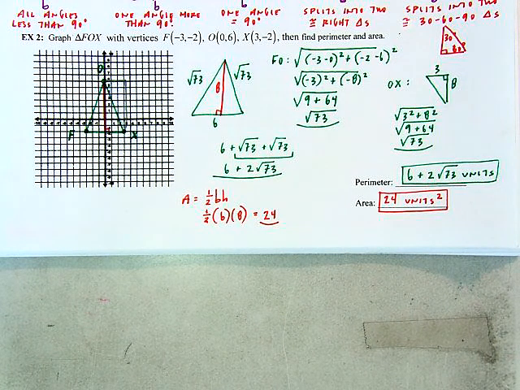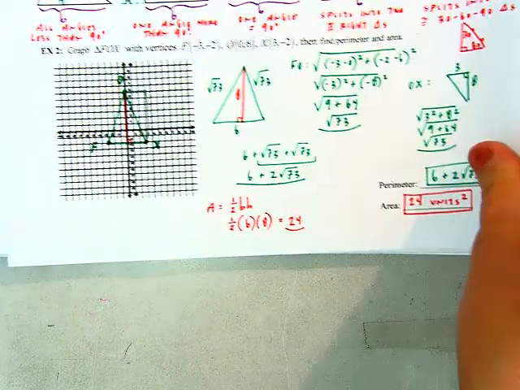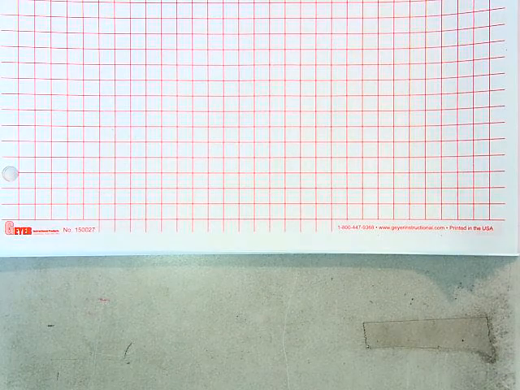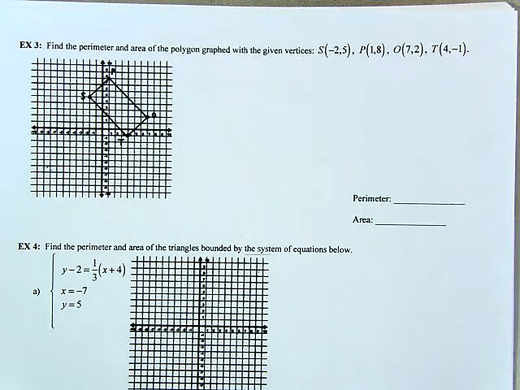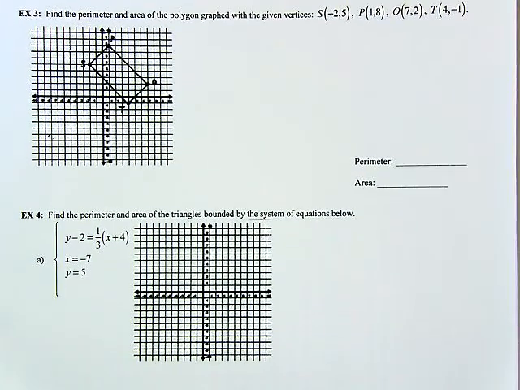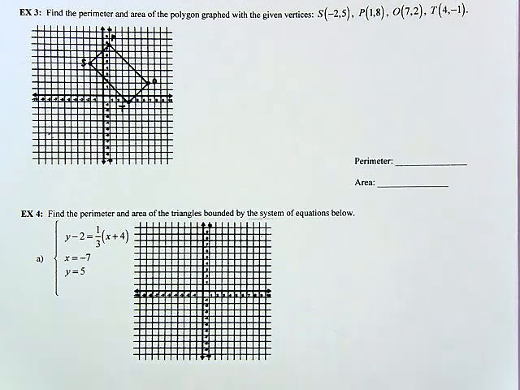Okay, flip the page. Turn to that second sheet, please. And here we go. So find the perimeter and area of the polygon graph with the given vertices. So first off, what kind of polygon are we looking at? Right? So far we've only covered triangles, rectangles, and squares. So let's hope it's one of those options. So this should be a rectangle.